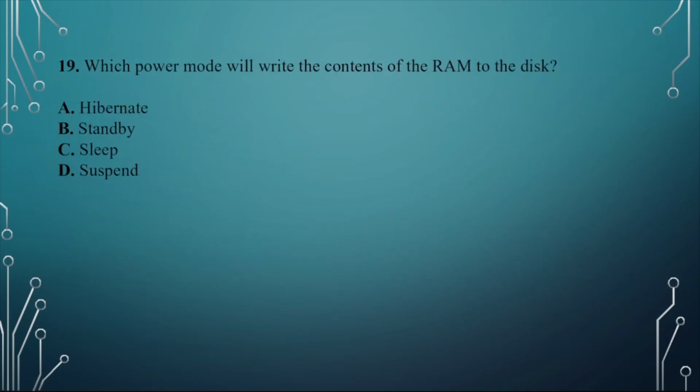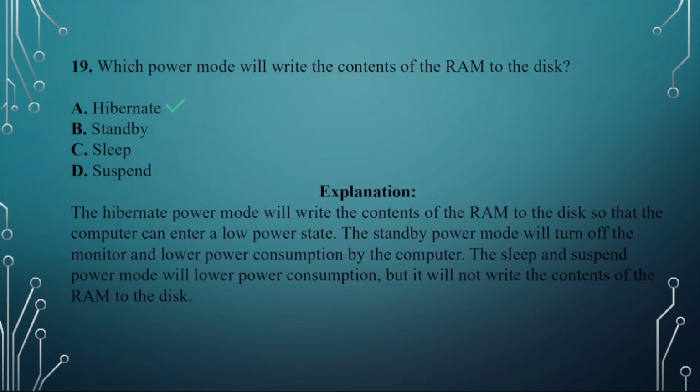Question number 19. Which power mode would write the contents of the RAM to the disk? A. Hibernate, B. Standby, C. Sleep, D. Suspend. The answer here is Hibernate.